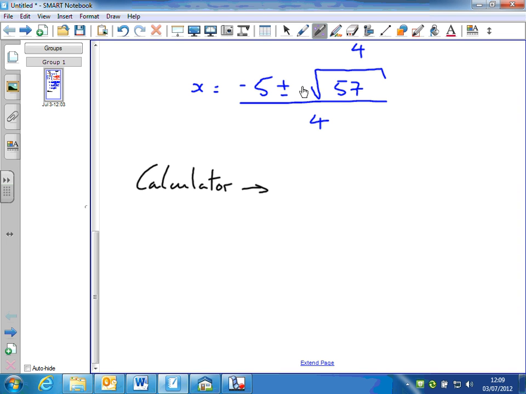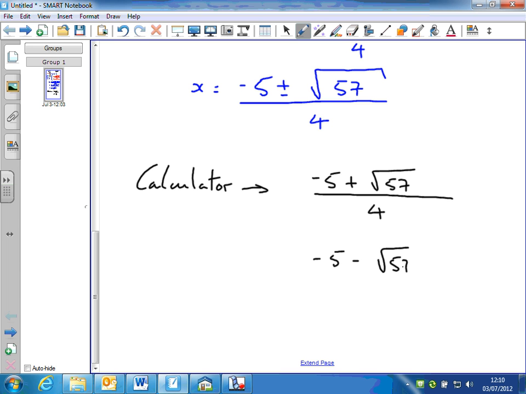And the reason why it's plus minus is because when we square root a number, the answer can be positive or negative, remember. So in the calculator, I literally press the fraction button, and then I put minus 5 plus the square root of 57 on top, and underneath 4, and then equals. And then, because it's in the calculator, I can key back and just change the plus to a minus. So I have minus 5 minus the square root of 57 all over 4. So that just saves a little bit of calculator work. And if you put those two things into the calculator, you should get the answer in the textbook.